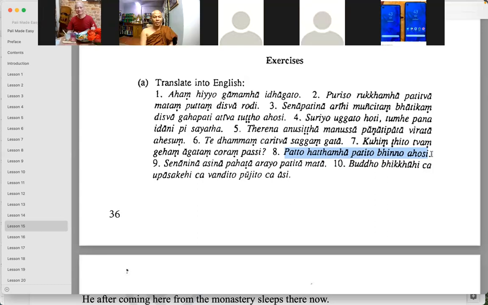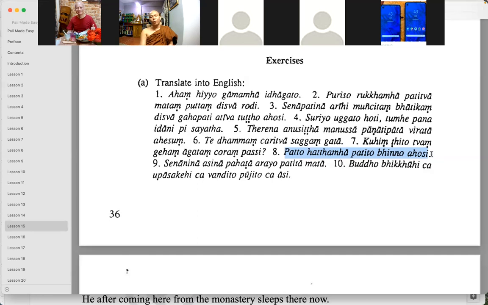So, okay, Damadra. Bante, I try again. Patu hatamha patitu bino ahosi. Patu is the bowl in nominative. Hatamha is ablative, from the hand. Patitu is a past participle of patita, and bino is a past participle of bintati. So ahosi is was. So the whole sentence is: the bowl fell from the hand, was broken.